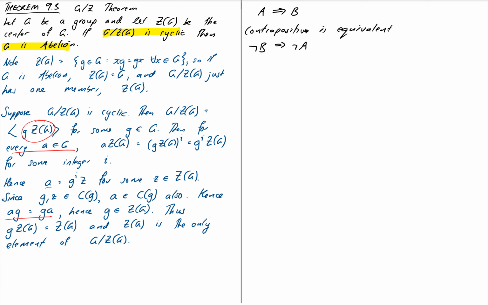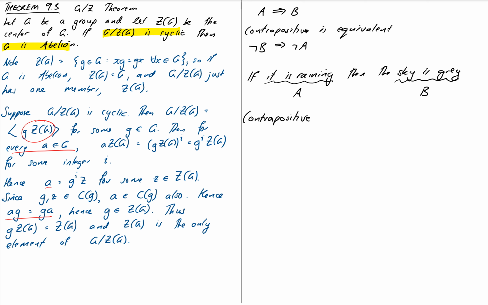Okay, maybe this is easier to think of in terms of an example. Here's A: if it is raining, then B: the sky is grey. There's our statement B. Okay, so this is our A implies B. The contrapositive is not B implies not A. And you can hopefully see from this example that it's the same kind of thing.